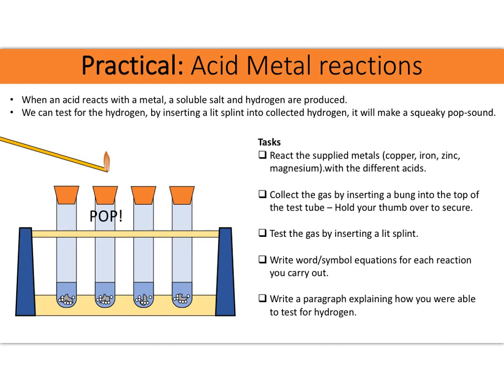The other thing to say is, if it was hydrogen gas that was being given off, if we were able to collect the gas, and we could do that by holding our finger over the test tube or putting a bung in there, as long as we were able to collect enough of it, one of the things that we could then do is test it by inserting a lit splint, so basically a flame, and we would get a squeaky pop if hydrogen was present.